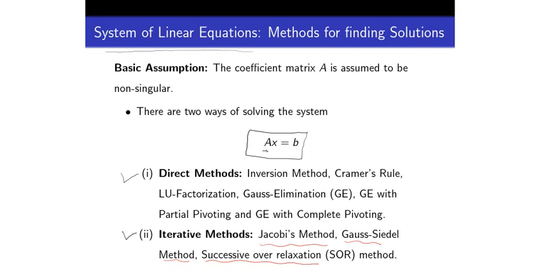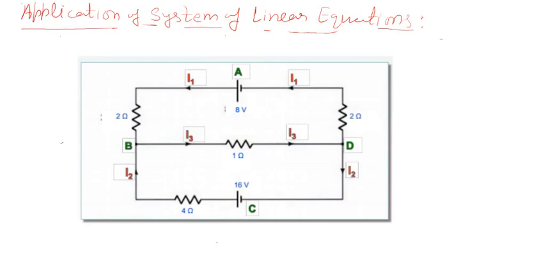We have seen why we will discard the inversion method and Cramer's rule, because of the involvement of evaluation of determinants. Before going further, I would like to give you an application in electrical engineering, where we wish to determine the currents I1.